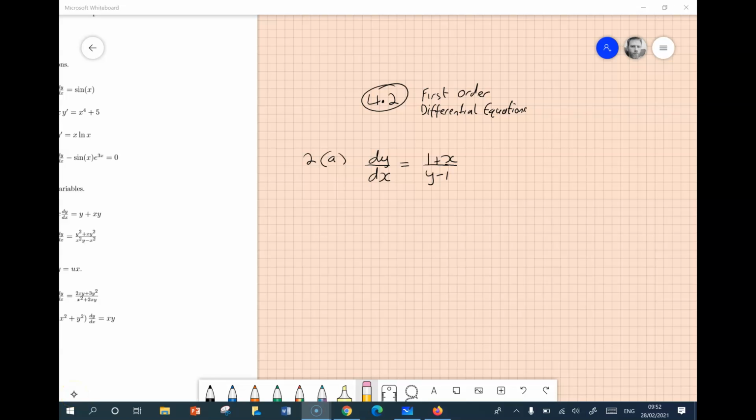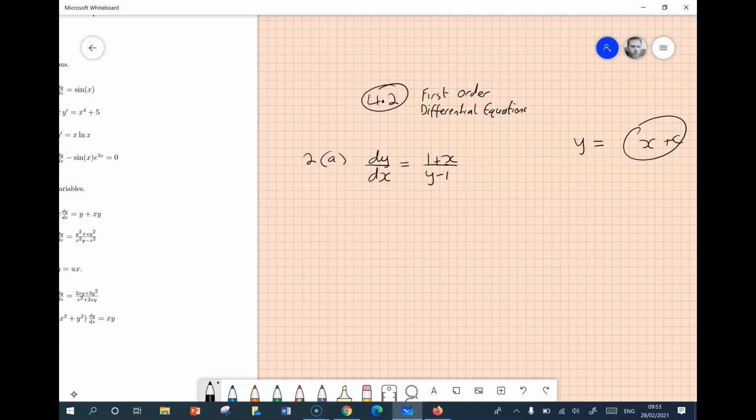Okay, so 4.2, first order differential equations, question 2a: dy/dx equals (1 plus x) over (y minus 1). So the whole point of this is to get to an equation y is equal to stuff with x, and there'll be a c in there as well somewhere. So we obviously have to integrate to get rid of our dy/dx, but you notice you can't integrate straight away because you've got both y's and x's.